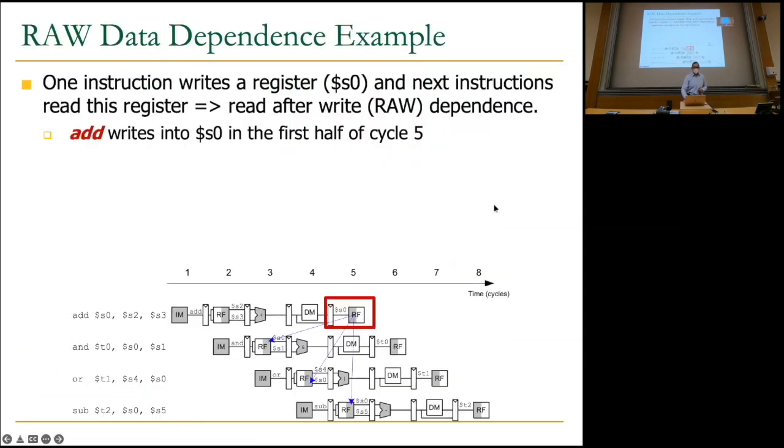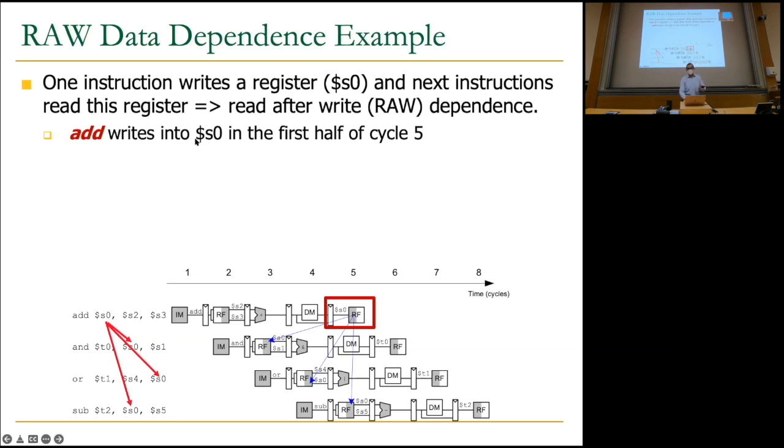Okay, so let's take a look at a RAW data dependencies example and how we actually implement this. Here, one instruction writes a register S0, and the next instructions read this register. So you have a read-after-write dependence, as you can see, on S0. All of the instructions read from this register, so you really have a data dependence problem between all of these places. We can eliminate this one. Once this instruction writes to the register file in the first half of the cycle, the other instruction will get the value in the second half. So this one actually gets the correct value. The subtract gets the correct value because of our assumption, this internal forwarding in the register file.